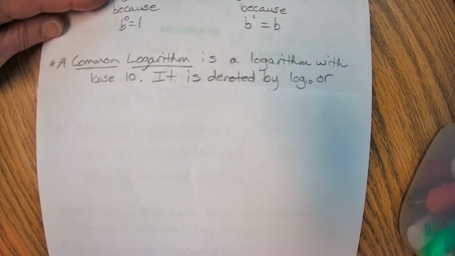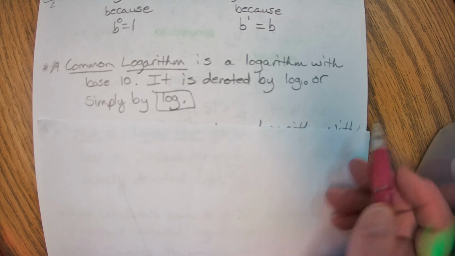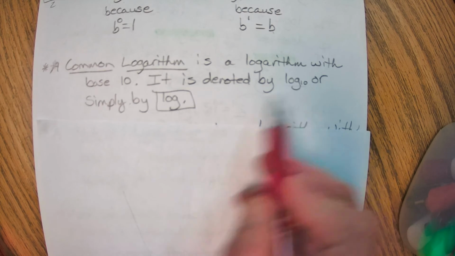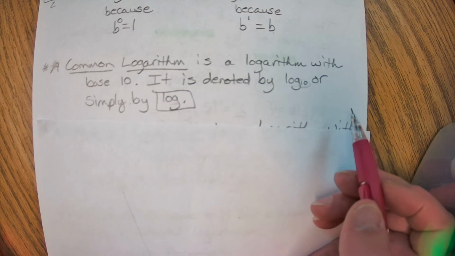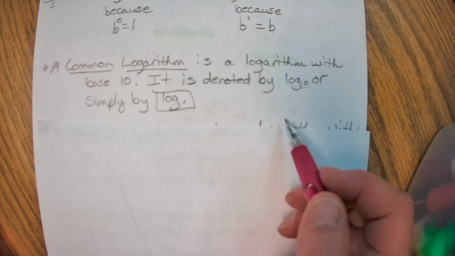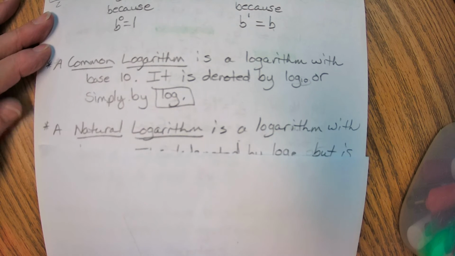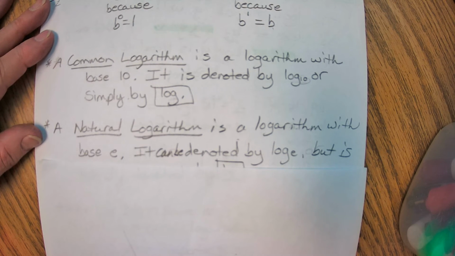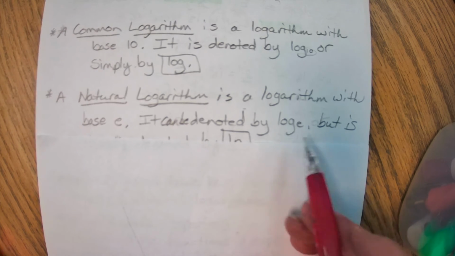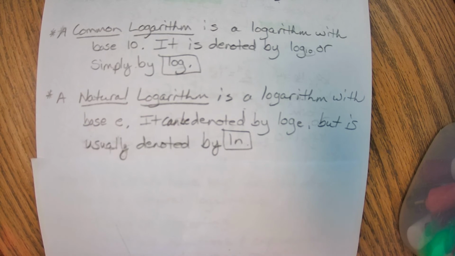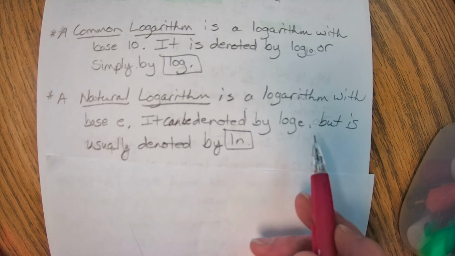A common logarithm is a logarithm that has a base 10. And instead of writing this out, if you see it just written as log, then we know it's a common logarithm and the base is 10. Common logs, there's a key for common log on your calculator. A natural log is a logarithm with base e. You could write it like this, log base e, but it's usually denoted by ln, lowercase l, lowercase n.